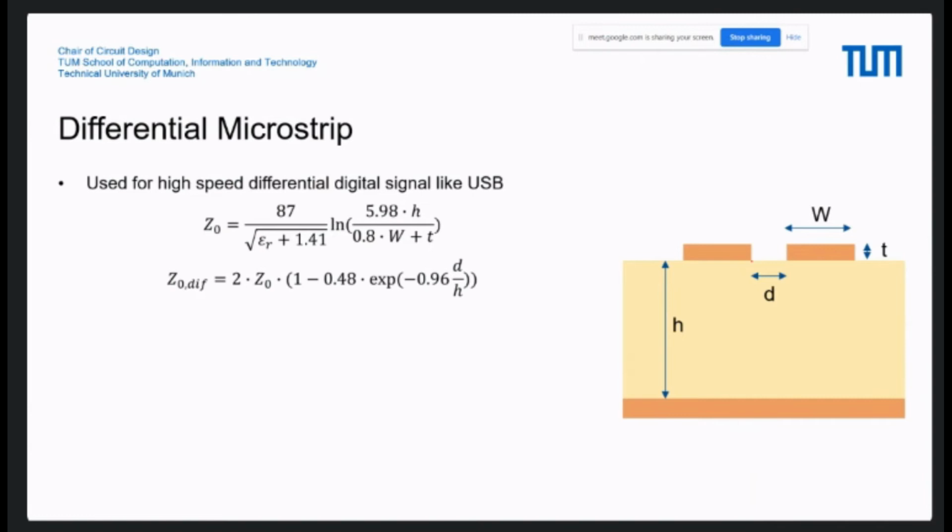And this is the same thing for differential microstrip. For differential microstrip, you have two formulas. One is the same as the microstrip. This is the impedance from this trace referred to ground. And the second one is the differential, so from this trace referred to this trace. And you see also that we have Z0 inside, and of course, the distance between these two traces.